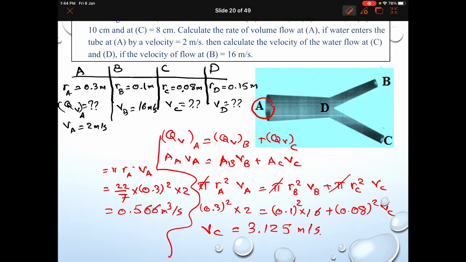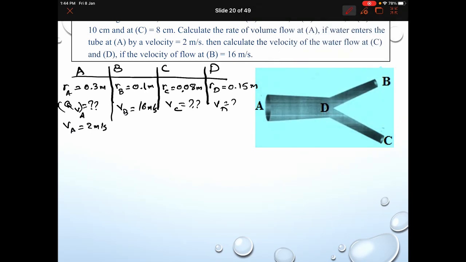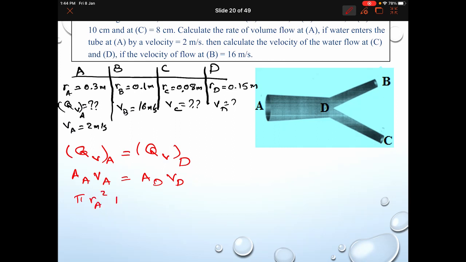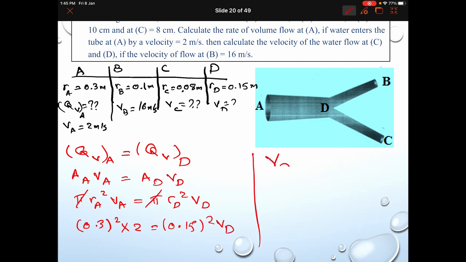It's about VC. To get the last unknown, we know that QV at A equals QV at D. Area A VA equals area D VD, pi RA squared VA equals pi RD squared VD. By cancelling pi, RA equals 0.3 all squared multiplied by 2, RD 0.15 power 2 VD. VD will be 8 meter per second.